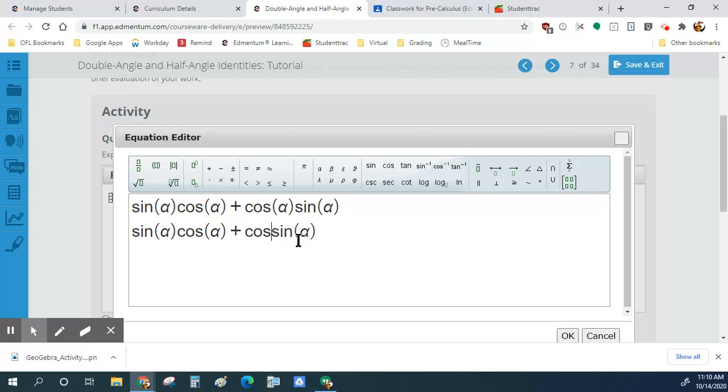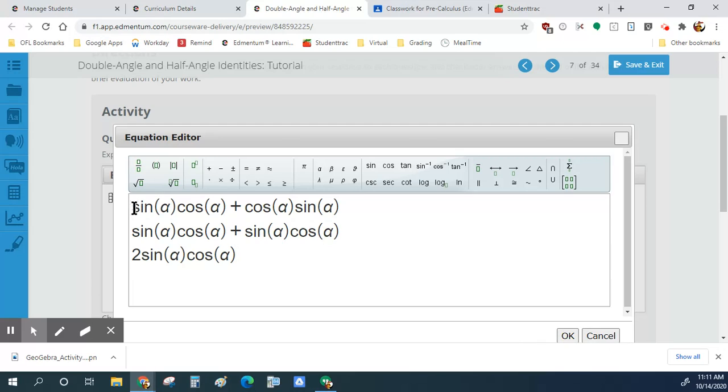Rewrite this as sine alpha plus cosine alpha. So this becomes 2. We have 2 of them together, 2 of that. So that's all we're doing here.